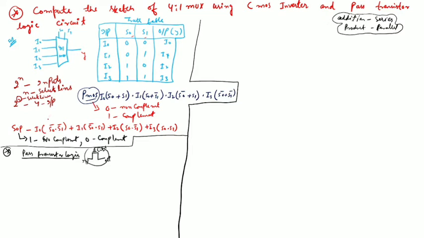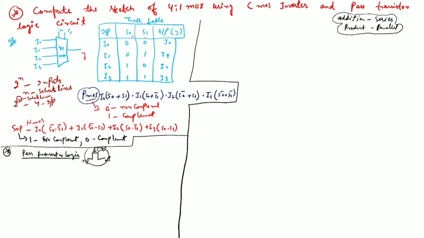Similarly the NMOS is exactly opposite to the PMOS. So when we apply the zero logic at the NMOS, it remains in the off state, and when we apply the one logic at the gate terminal of this NMOS, then it will be on. According to this truth table, we make these two equations.